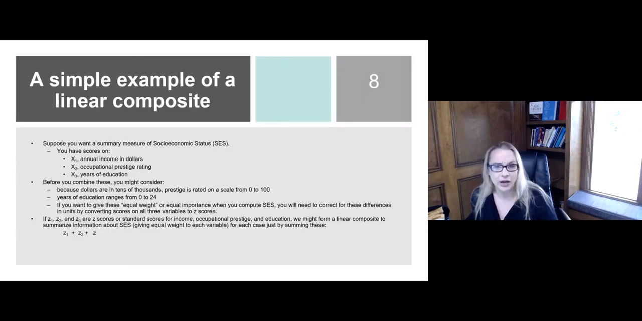In an example of linear composite, we want a summary measure of socioeconomic status with predictor variables being annual income in dollars, occupational prestige rating, and years of education. However, before you combine these variables, you will need to convert these values to a standardized value so that each of them is weighted equally in the linear composite model, with the linear composite model being z sub 1 plus z sub 2 plus z sub 3.